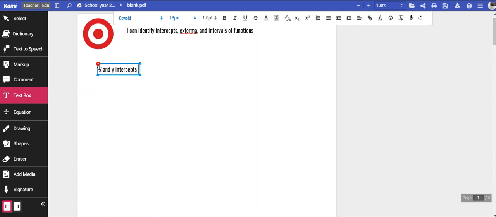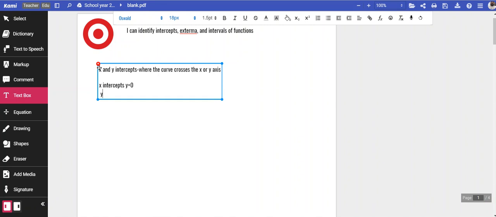Well, those are where the curve crosses the x or y axis. Essentially, when you talk about x-intercepts, this happens where y is equal to 0, and the y-intercept is when x is equal to 0. That's where they happen.